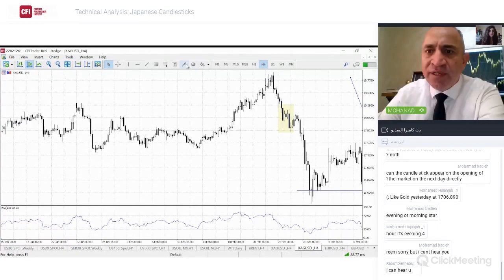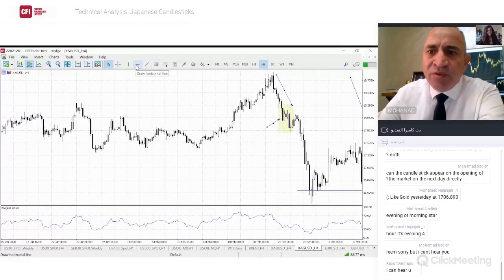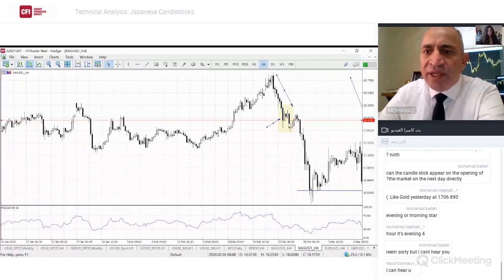We have a downtrend. I have the first candle, a long black candlestick, followed by three small real bodies regardless of the color of these bodies, and the pattern ends with a new black candlestick which closes lower than the first one. That means the price will continue moving in a downtrend.